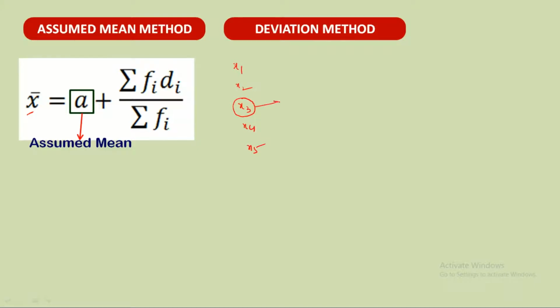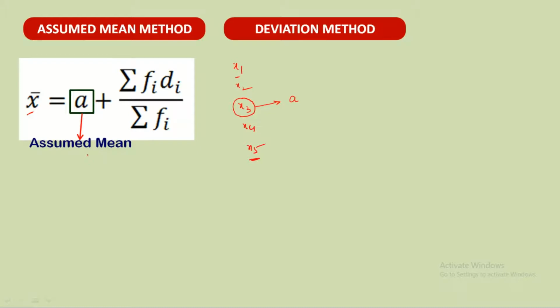Here I choose x3 as a, which is my assumed mean. No doubt you can select any one of these 5. You can take even the last one, or even the first one. But selecting the middle one will make our calculation a little easier. That's why we usually select the middle one. So why do we have to assume a mean before finding the final answer?